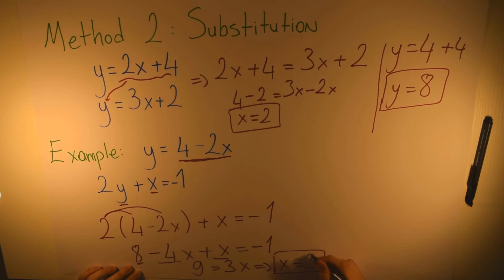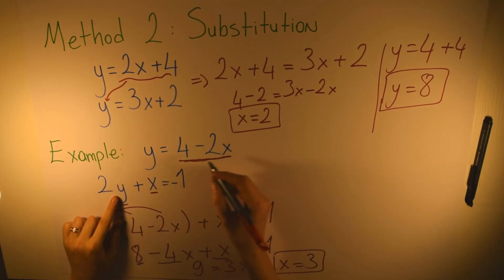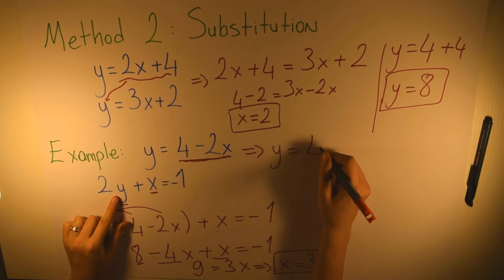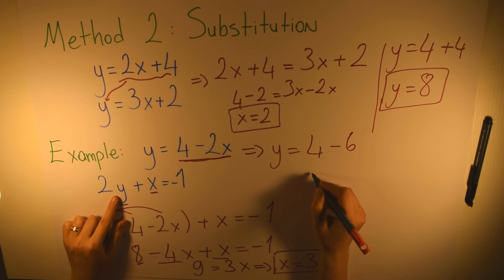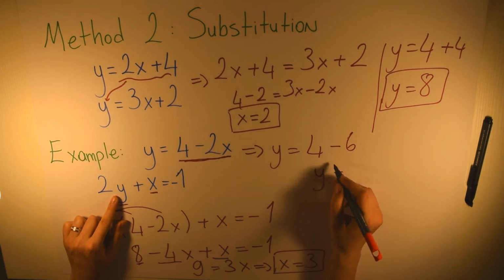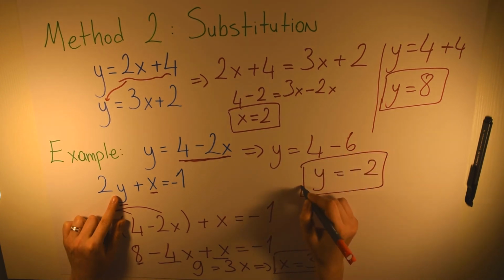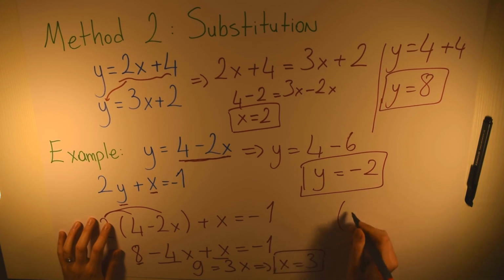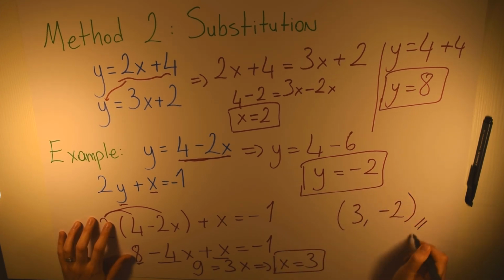And then after that I put this 3 instead of x in one of these equations. Let's do this here, and from here y is equal to 4 minus 2 times 3, it's 6. So I found y as 4 minus 6, it's minus 2. So our solution to this example is x is 3, y is minus 2.